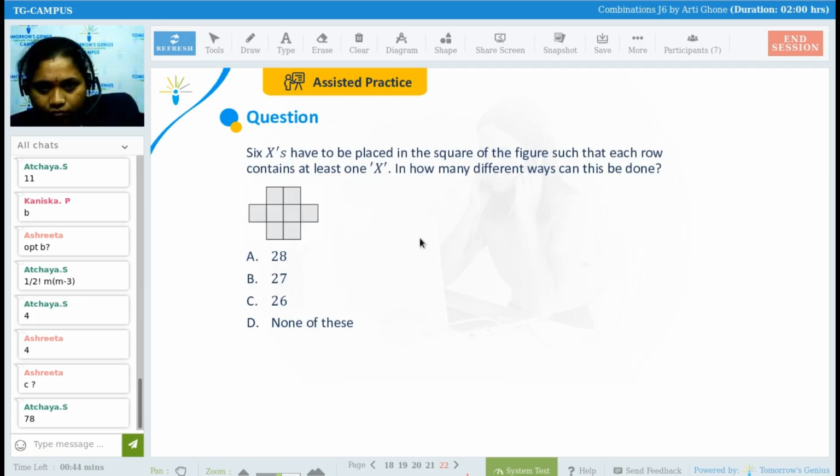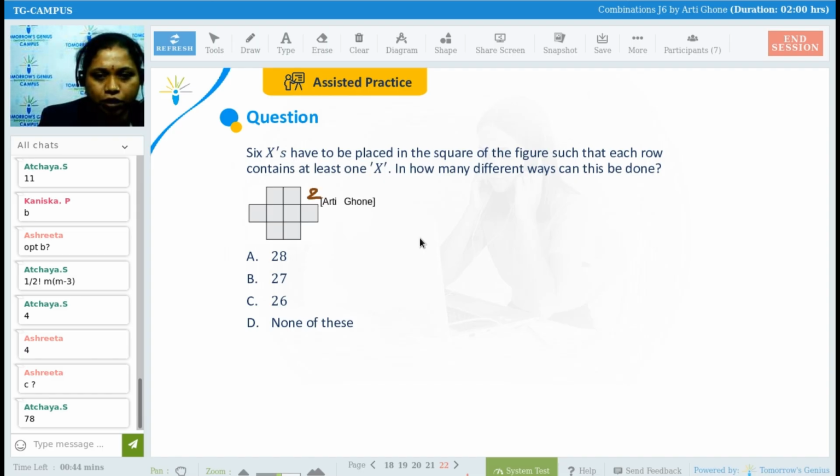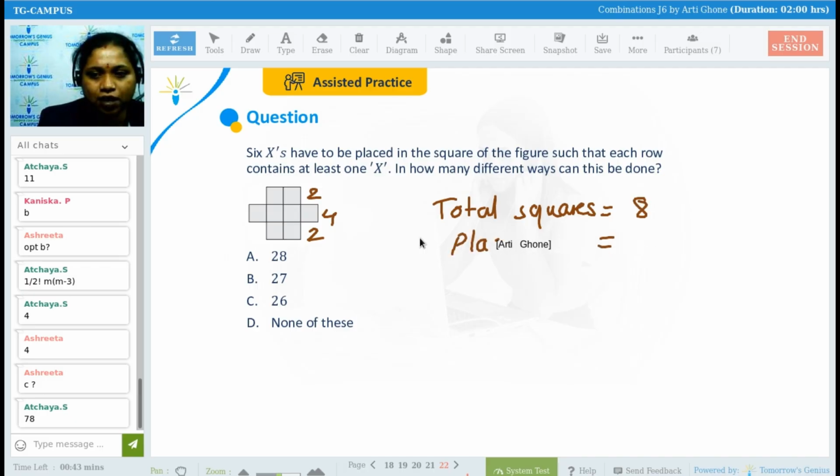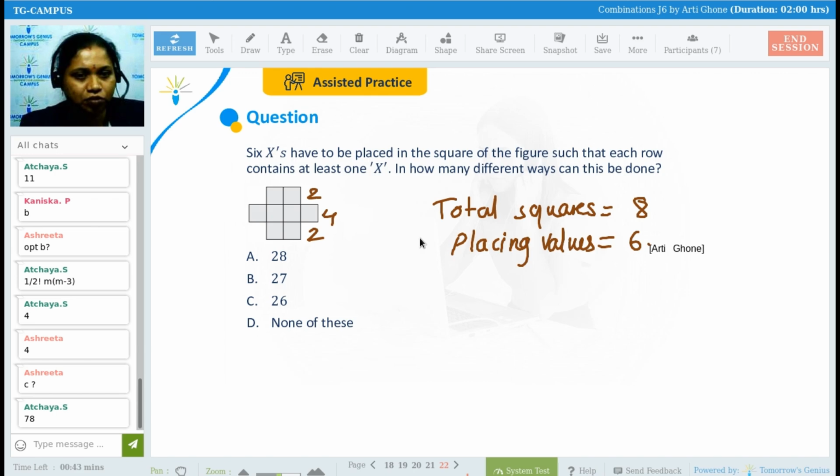Clear? Now, fine. Next, 6 x's have to be placed in these squares. So obviously we need to calculate the number of squares first. How many squares do we have? 1, 2, and 1, 2, 3, 4, 5, 6. Okay, 6. Sorry, again 2. So 2 plus 4. So how many total squares are there? 8. And how many x's should be placed? 6. Clear? Okay. Now next, if this is a simple question as it is, it will simply be 8C6.